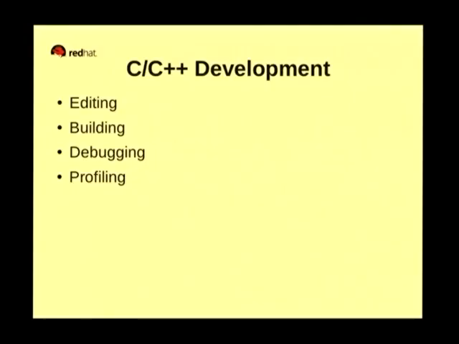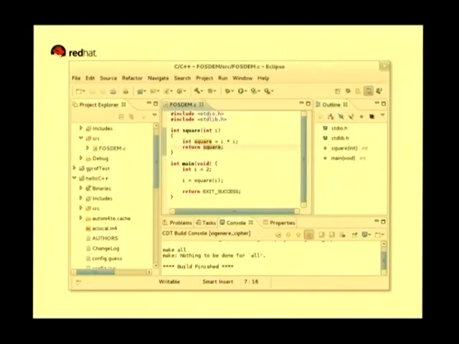We'll go through some of the typical cycles of software development: code editing, building the code, debugging the code, and profiling the binaries after we've developed them. I'll show some screenshots, and then, depending upon time, we can do some live demos and see how that goes. For those of you not familiar with Eclipse, this is a typical screenshot. This is what Eclipse generally looks like.